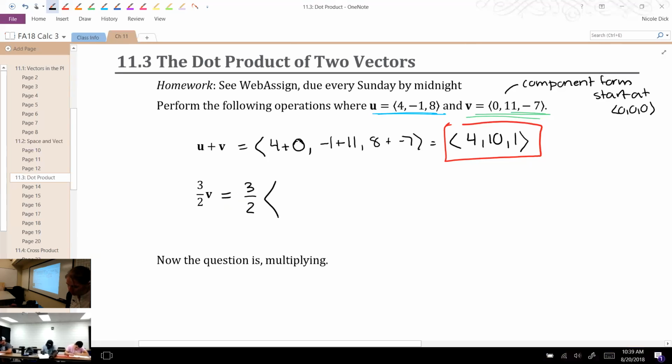So we're just going to distribute, like you said. I'll leave it in component form for now. And so 3/2 times 0 gives us 0. 3/2 times 11 is 33 over 2. And 3/2 times -7 is -21 over 2.